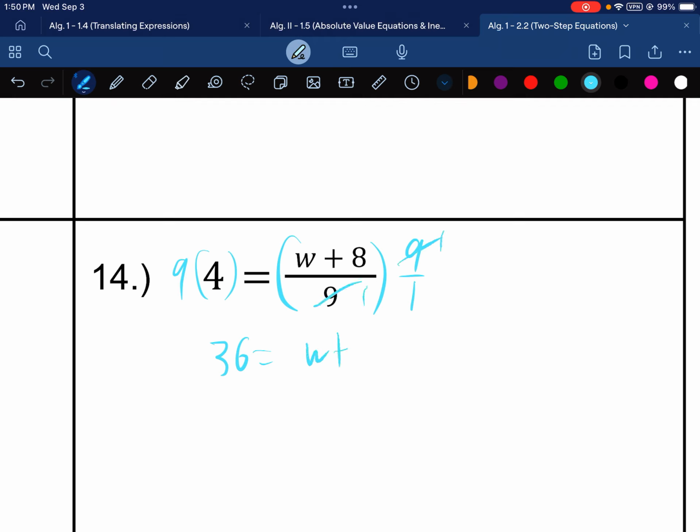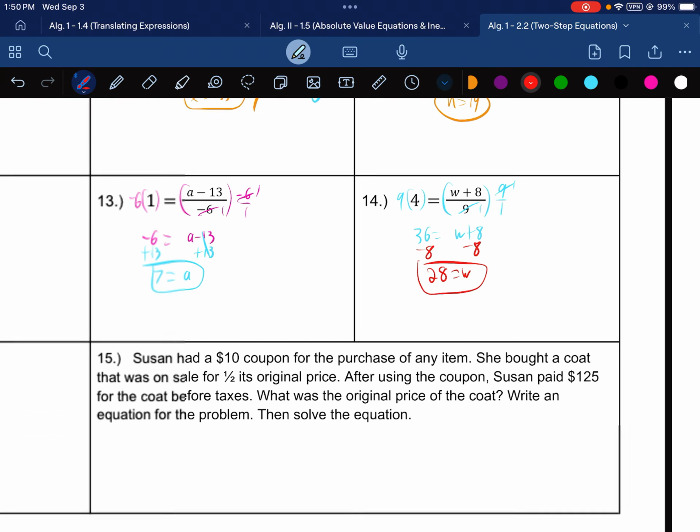So on the left, we get 36. On the right, those 9s reduce, and we're left with w plus 8. Subtracting by 8 gives us 28 as our w.